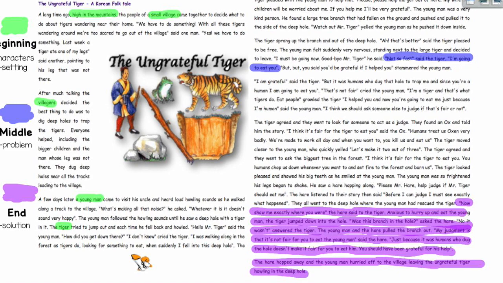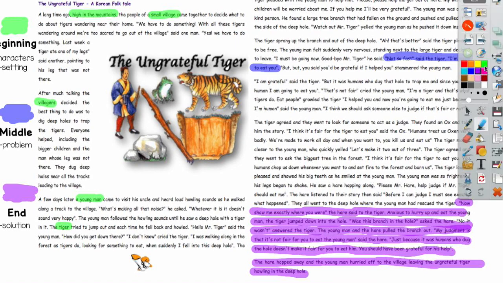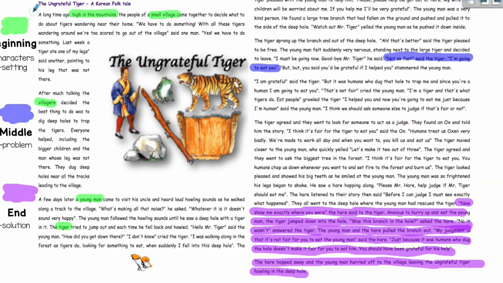Okay, so now that we have sectioned and highlighted our story, let's group the paragraphs into beginning, middle, and end. So first, I'm going to do the beginning section. What I like to do is box in the section. So this is from paragraph 1 all the way to paragraph 4. This first page and the beginning of the second page.